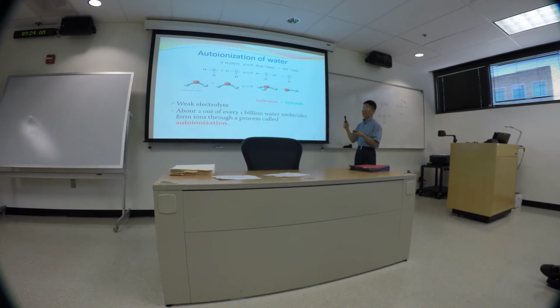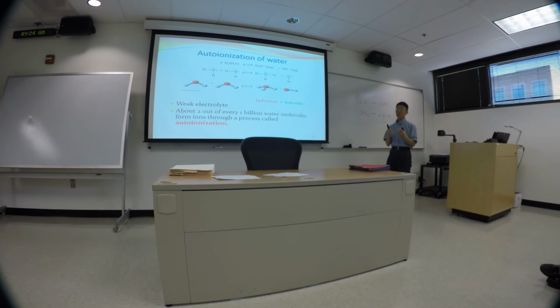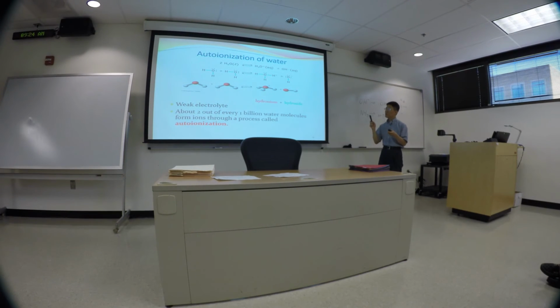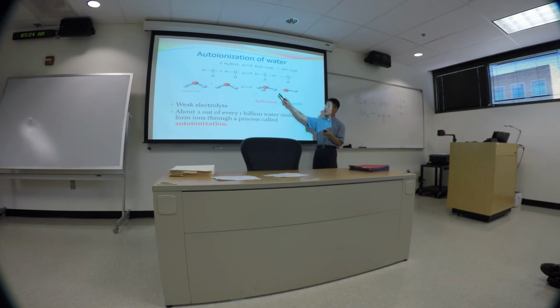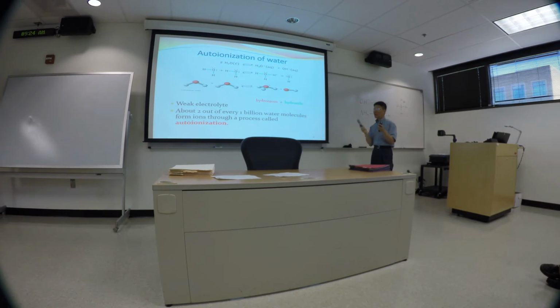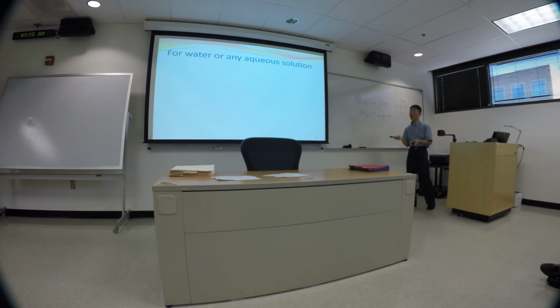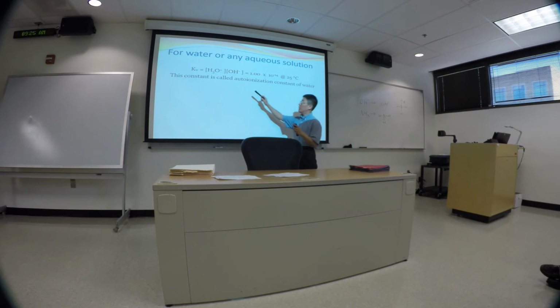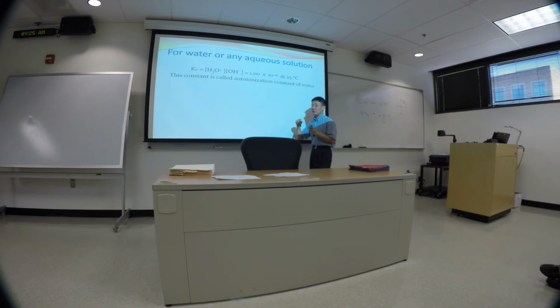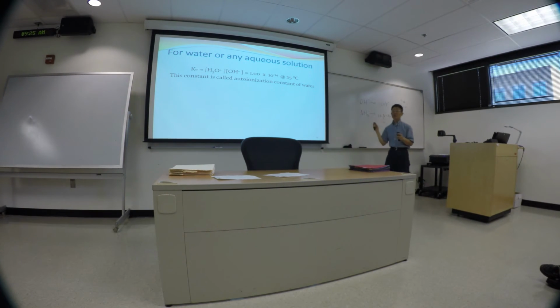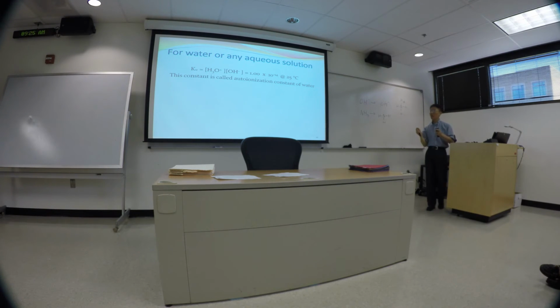However, this is very important. When you have water, water can go through the autoionization. At a certain temperature, the concentration of hydronium ion, H3O plus, and hydroxide ion, OH minus, is fixed. The product of those two concentrations remains a constant when the temperature is fixed. So for water or any aqueous solution, the concentration product between hydronium ion and hydroxide ion is a constant. At 25 degrees, that constant equals 1.00 times 10 to the negative 14.